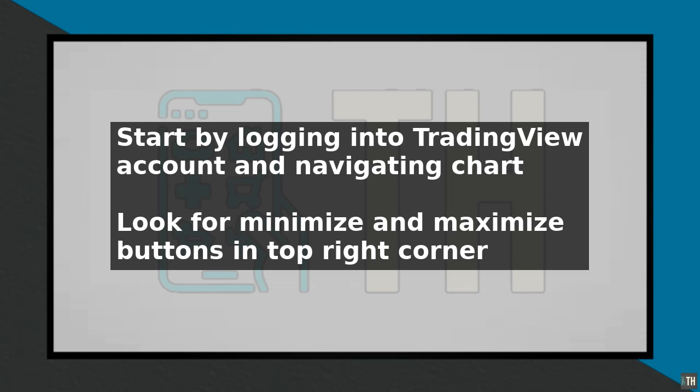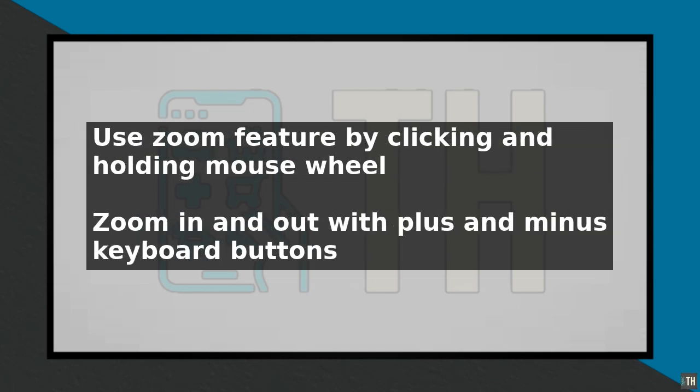more effectively. If you want to make the chart bigger without going full screen, you can use the zoom feature. To do this, click and hold the mouse wheel and move it up to zoom in or down to zoom out. You can also use the plus and minus buttons on your keyboard to zoom in and out.